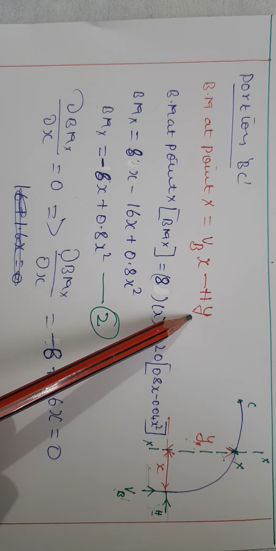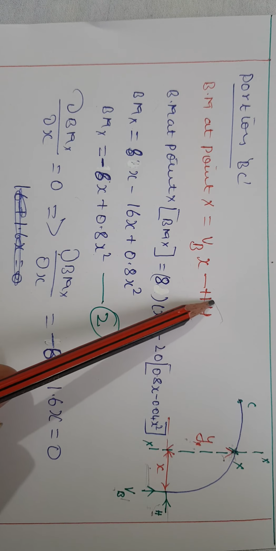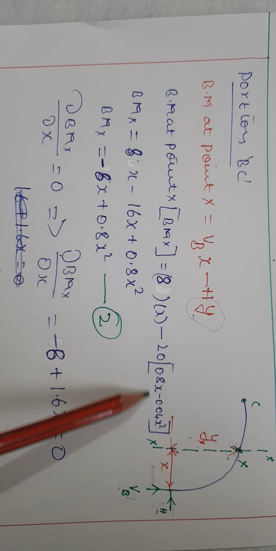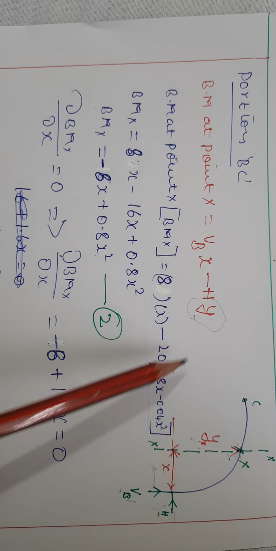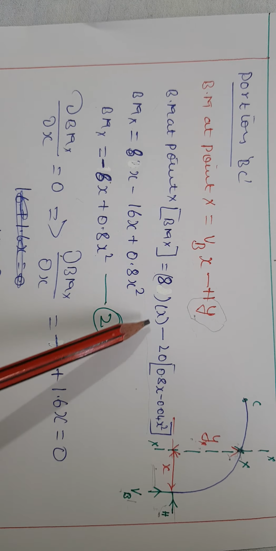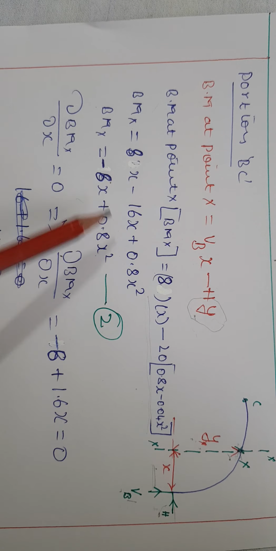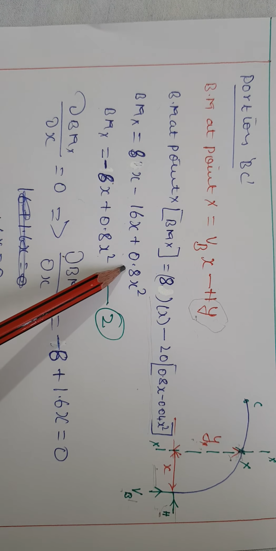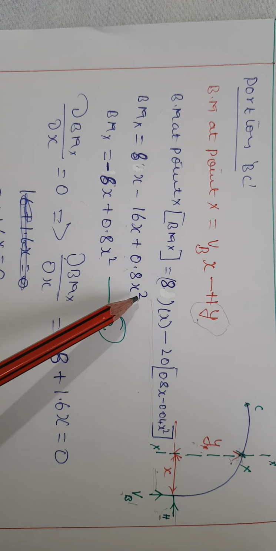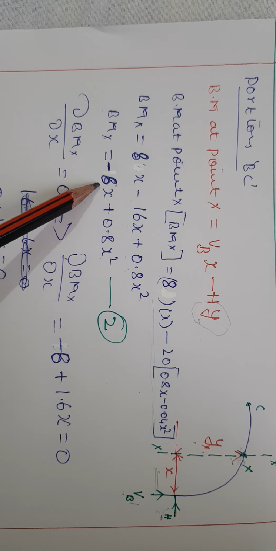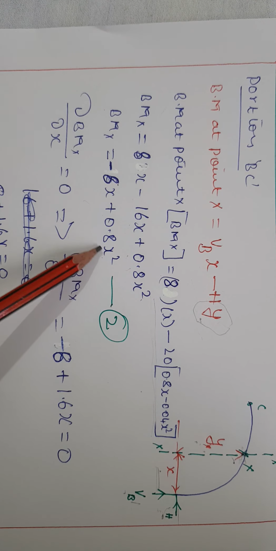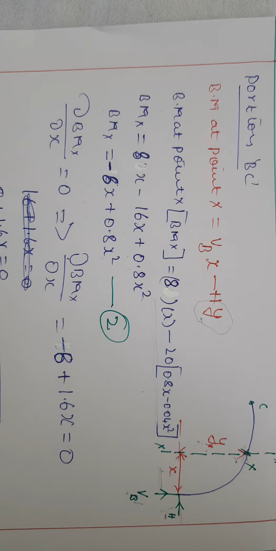So for that, I am substituting the rise equation for y as it is in the above equation. Then I am simplifying this equation. So you will get 8x minus 16x plus 0.8x square. Further simplification, you will get minus 8x plus 0.8x square.